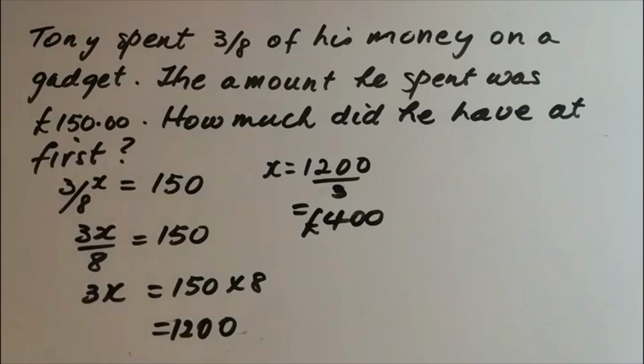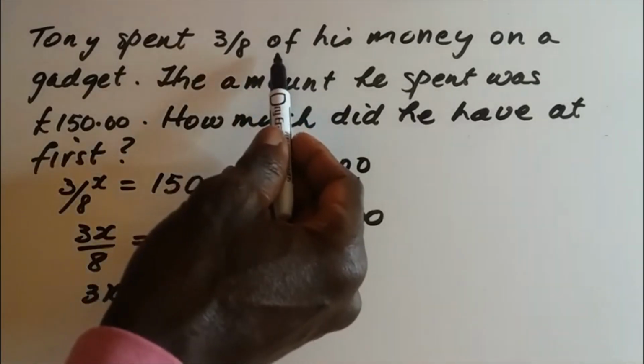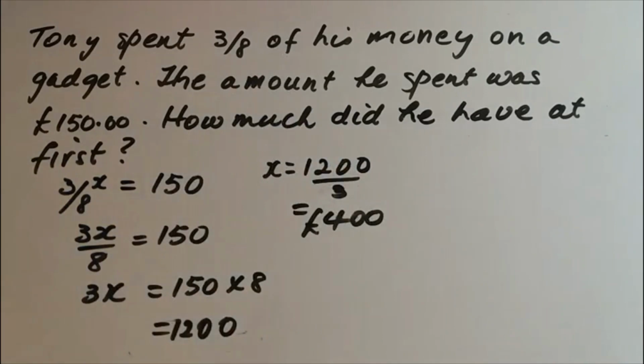using algebra. So we know that 3/8 of his money, and this 'of' means multiplied by some amount, and that's what we've used x as that amount. 3/8 of x is equal to 150. And then we just solve this equation. 3x over 8 is equal to 150, which gives us x is equal to 400.